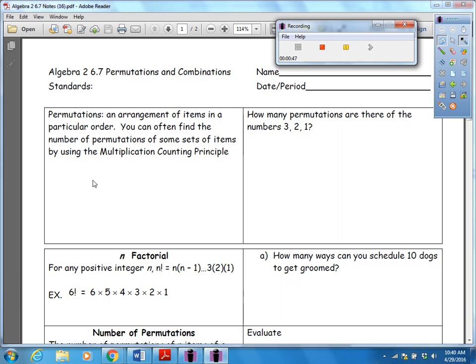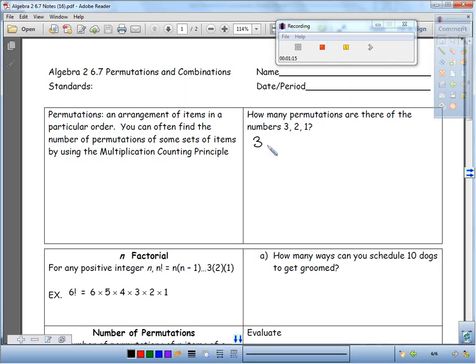Permutations is an arrangement of items in a particular order. You can often find the number of permutations of some sets of items by using the multiplication counting principle. So let's do this for the first one just by trying to figure out how many permutations there are in the numbers 3, 2, and 1. In other words, how many different ways can I arrange the numbers 3, 2, and 1?